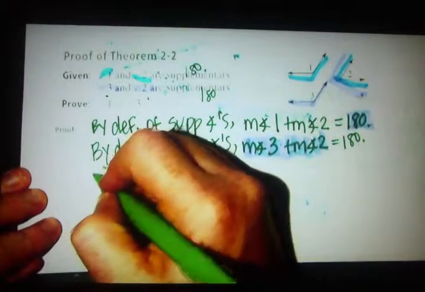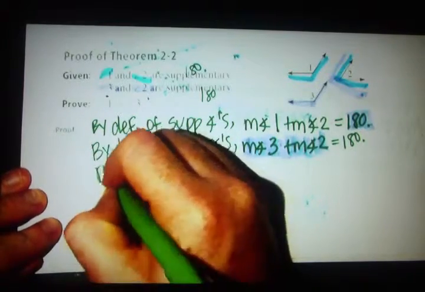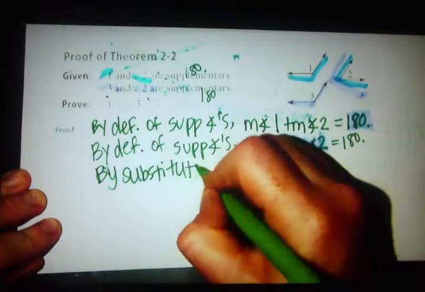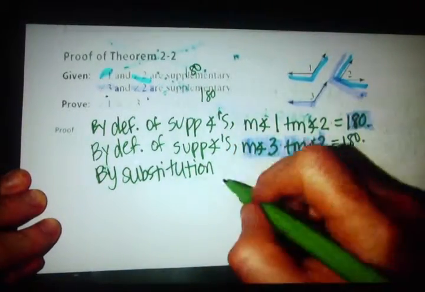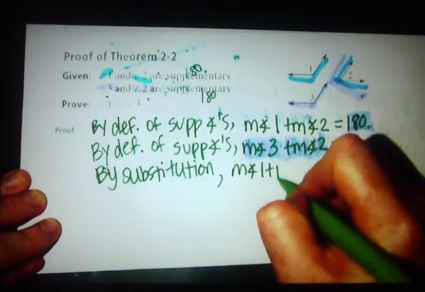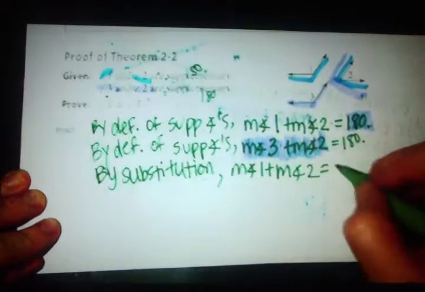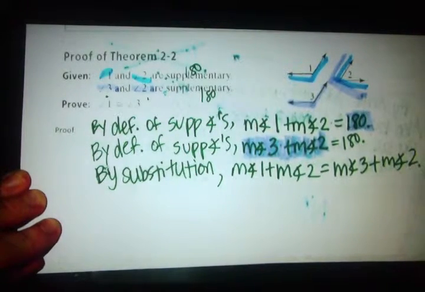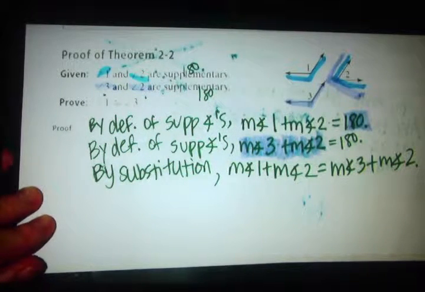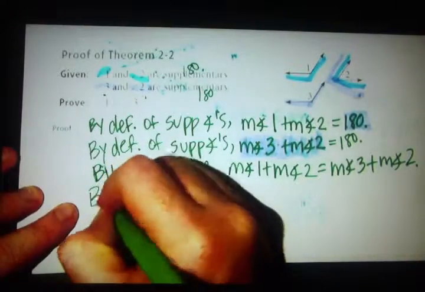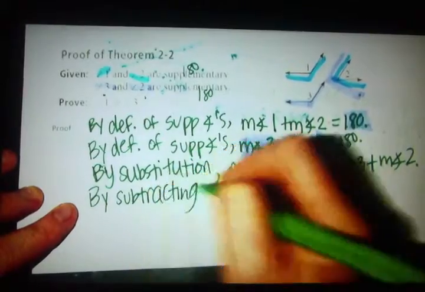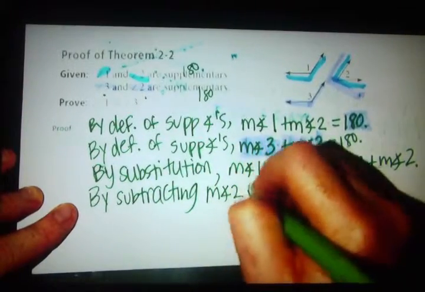So, by substitution, we're switching the purples. Measure of angle 1 plus measure of angle 2 equals measure of angle 3 plus measure of angle 2. Okay, now measure of angle 2 is on both sides. Let's get rid of it by subtracting measure of angle 2 from both sides.